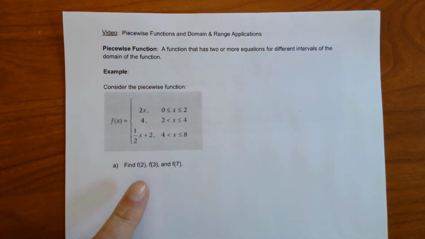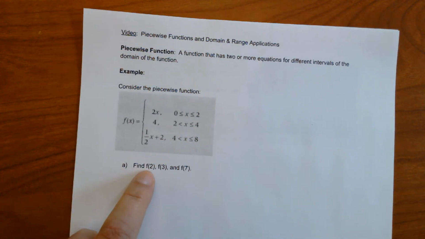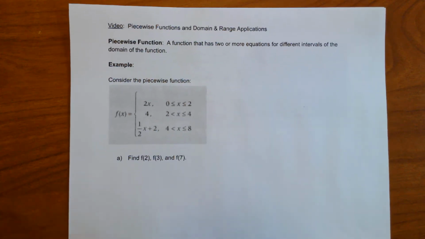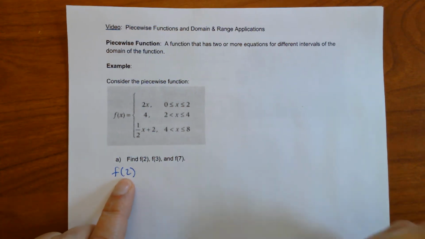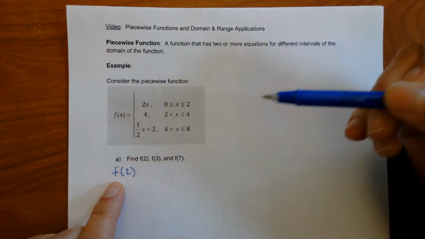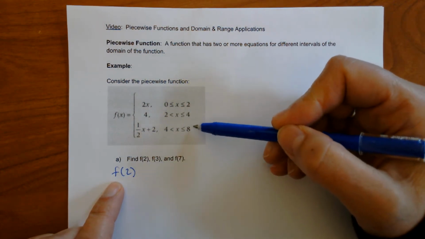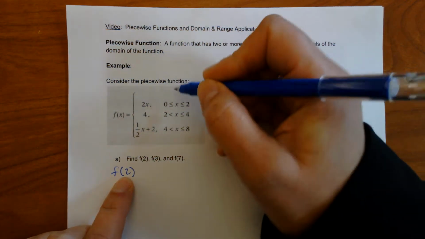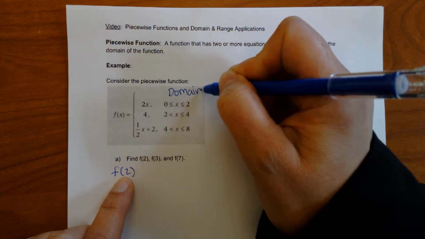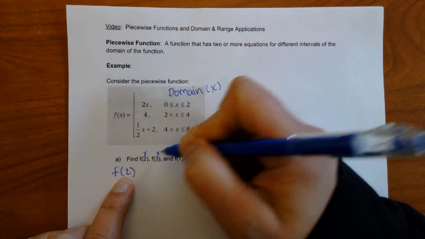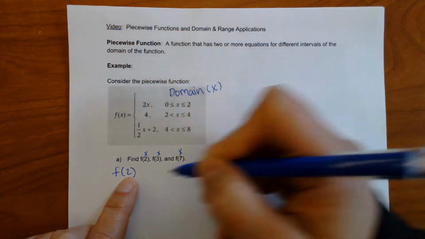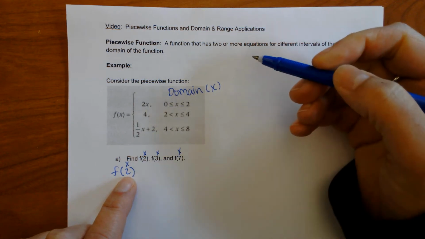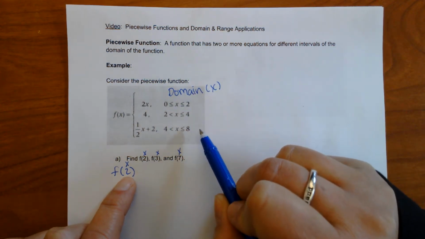We have to find f of 2, f of 3, and f of 7. There are three separate problems here. So let's do f of 2 first. They want us to put 2 into one of these functions, so we have to go to these intervals to see where this number fits. This is the x. This is the domain. These are all x's here. So we have an x of 2.